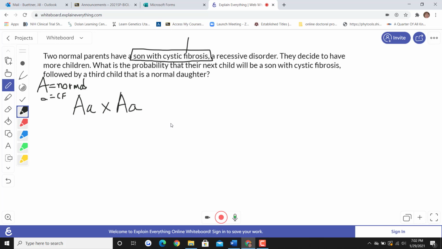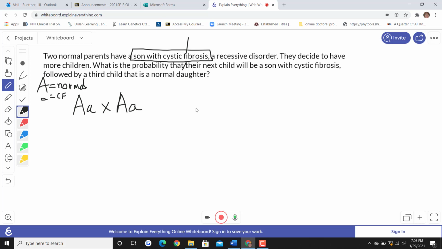So two normal parents have a son with cystic fibrosis. What's the probability that their first child would be a son with cystic fibrosis? 100%, because that child's already been born. All right, so that part is not an unknown. But then it says they decide to have more children. What's the probability that anything after this is going to be the unknown?